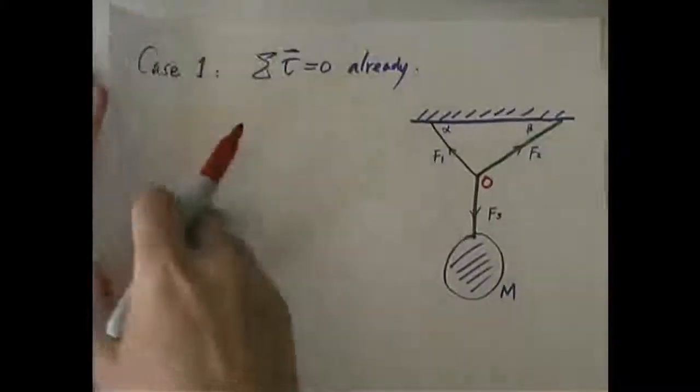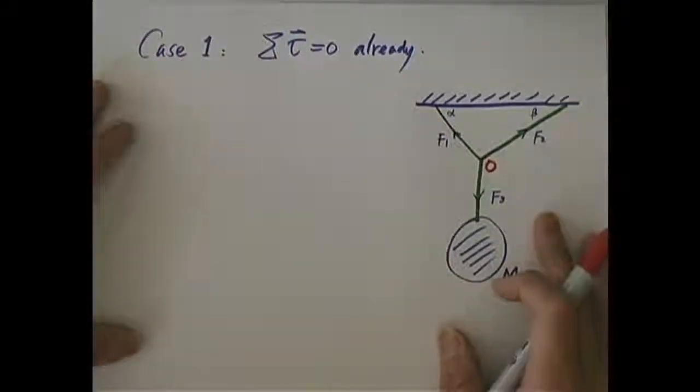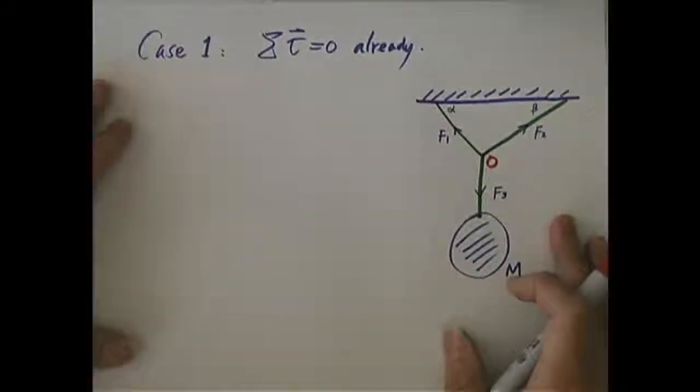Okay, with these in mind, we can now take a look at some examples. You know we have two conditions that we must observe. One is the net force has to equal 0. The second is the net torque has to equal 0.